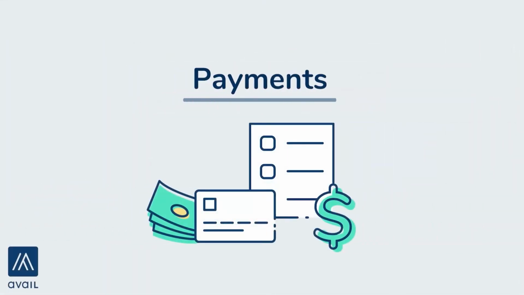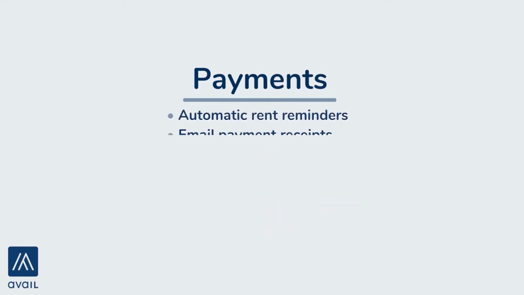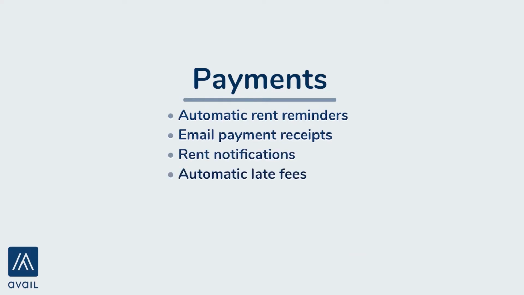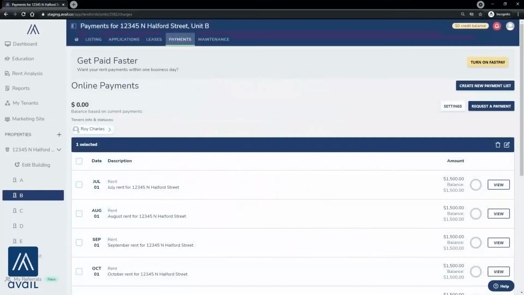Once your lease is done and has been sent out for signing, Avail makes it easy for you to transition into setting up payments and starting to collect rent online. As an Avail landlord, you can benefit from multiple payment features like automatic rent reminders, email receipts, notifications, and automatic late fees. In addition to these features, you have the ability to track payment status and view rent reports. You can manage these settings by selecting Settings located within the Payments tab of your selected unit.